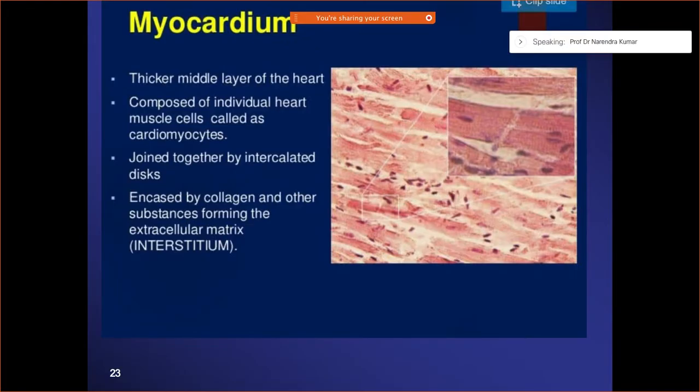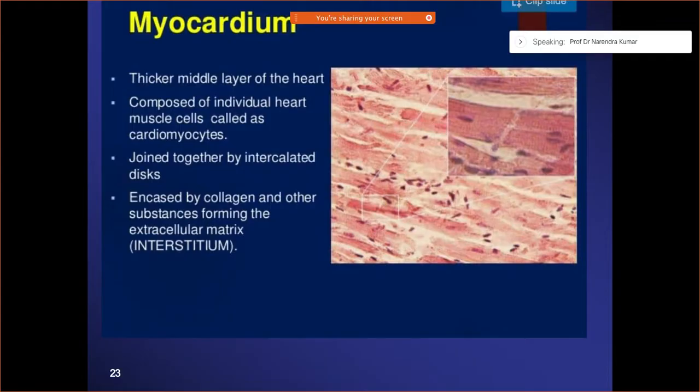Myocardium, being the middle layer, is pretty thick, which is composed of individual heart muscle cells, which are called cardiomyocytes, which are joined by intercalated discs. And they are further encased by the collagen and the substances which are forming the extracellular matrix. It is called the interstitium, in fact.